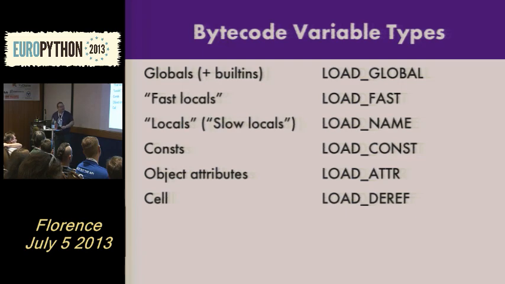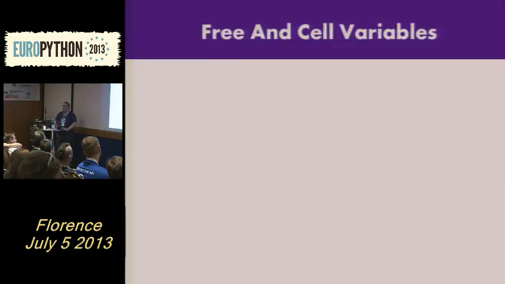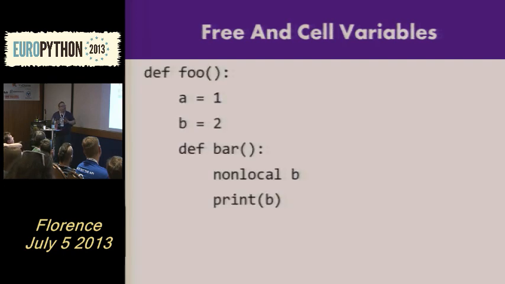So what are cell variables? There are actually two things I've got to talk about here, free variables and cell variables. Consider the function before you. We have a function called foo. Inside it we declare two variables, a and b. These are local variables. And then we declare a nested function bar with nonlocal b. This is everything we need.